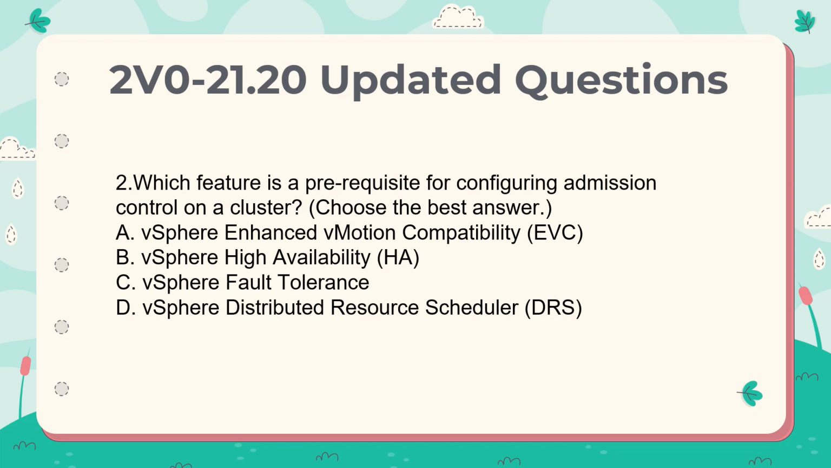2. Which feature is a prerequisite for configuring admission control on a cluster? Choose the best answer. A. vSphere Enhanced vMotion Compatibility, EVC. B. vSphere High Availability, HA. C. vSphere Fault Tolerance. D. vSphere Distributed Resource Scheduler, DRS.